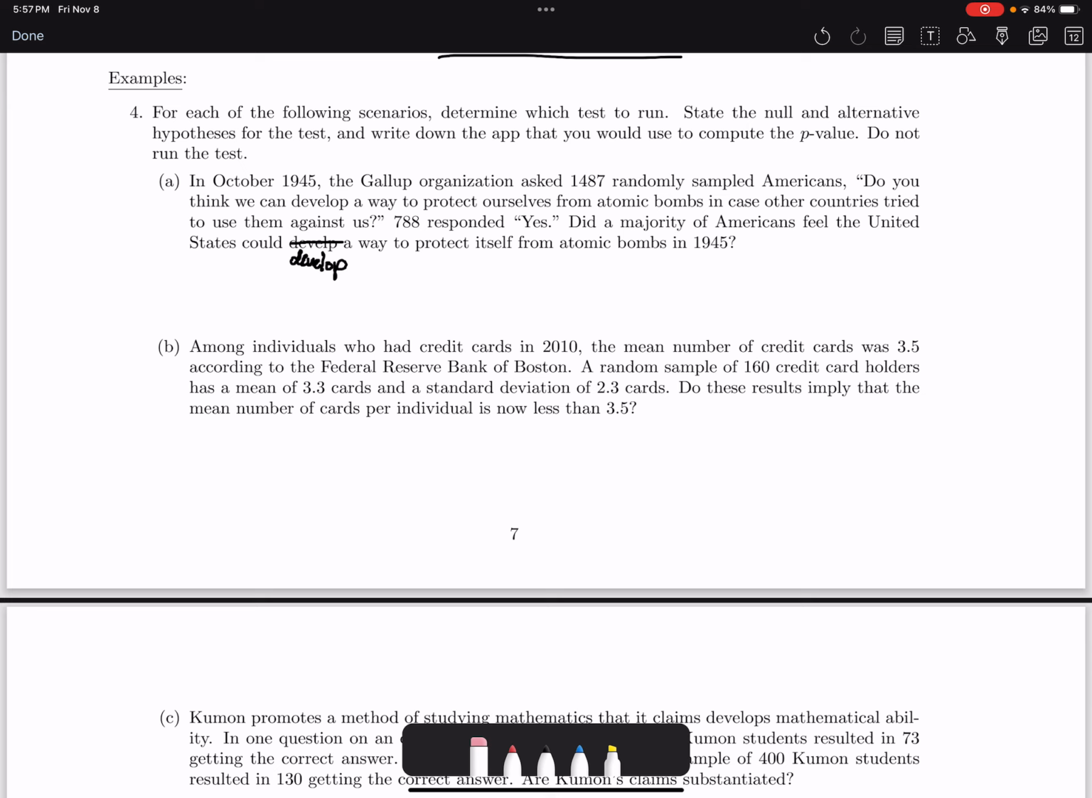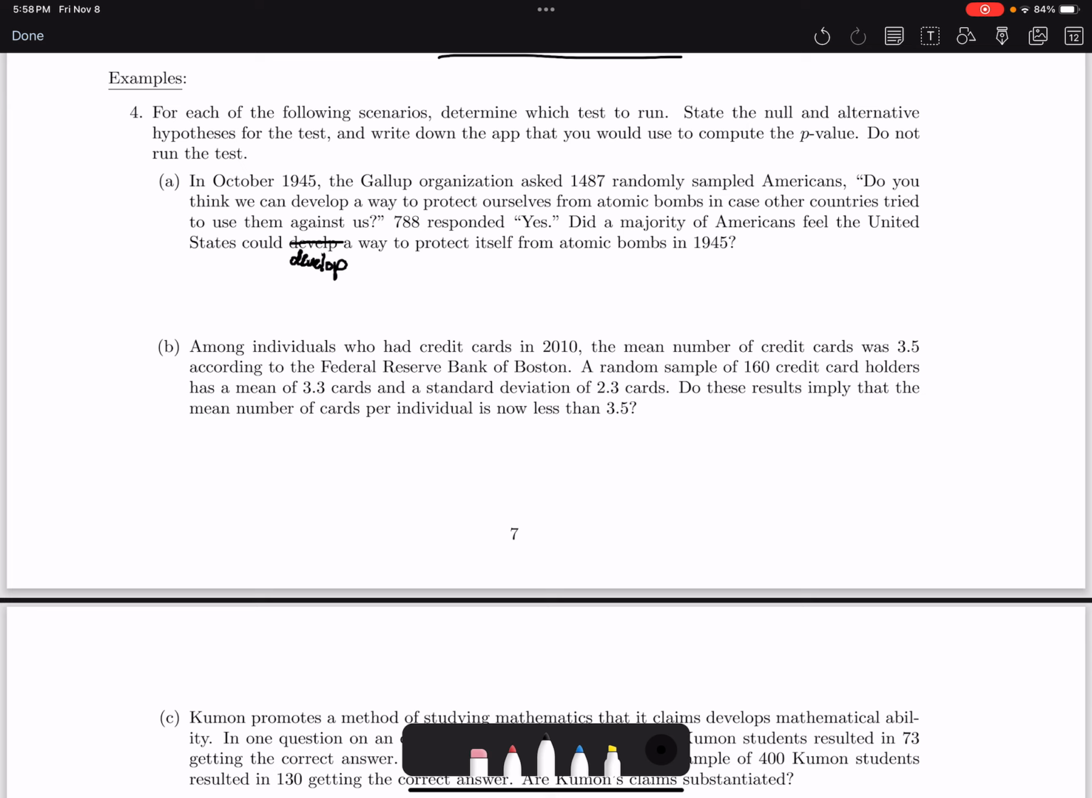Another way to think about it is, if you think about what the raw data would look like, some researcher went out and asked people, do you think we can develop a way to protect ourselves from atomic bombs? And the responses that came in were not 14, right? The responses that came in were yes or no. Well, you can't compute the mean of a list of yeses and nos. What you can do is count up the number of yeses and figure out what percentage of the responses were yeses. So we're testing proportions, right? We've got to be testing proportions.